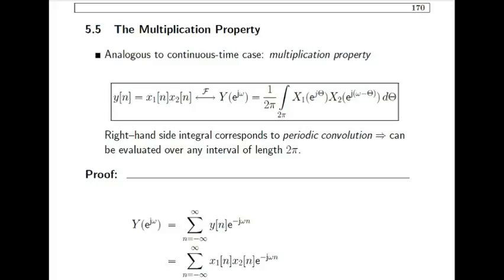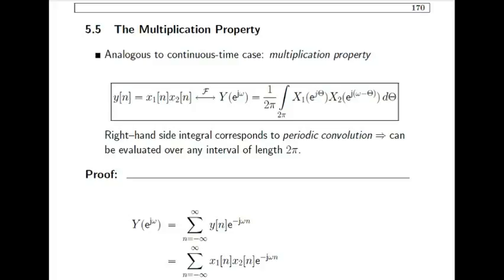In the last tutorial I taught you the convolution property, and moving forward with that, I'm going to teach you the multiplication property, the duality property and linear constant coefficient difference equations in this unit. Analogous to the continuous time case, the multiplication property here is the same, but there is a slight difference.